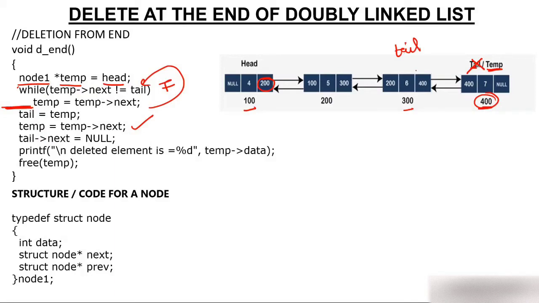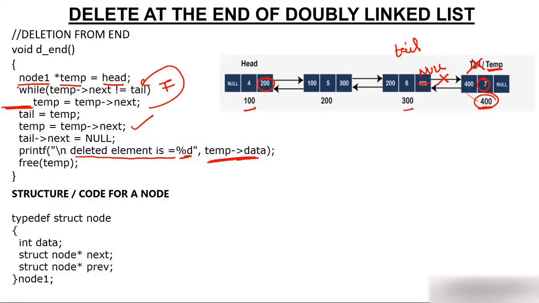Tail next will have null, because this node is going to be deleted, so the third node is going to be the last node, and here will be a null value. So tail next will have null, and this link will get broken. And then I'll print the deleted element with percent d, and in percent d I'll print the temp data. What is temp? This, and data is 7. So I'll print that the deleted element is 7, and I will feel good. Yes, 7 was my last node, and it's deleted. After that, I'll free temp.